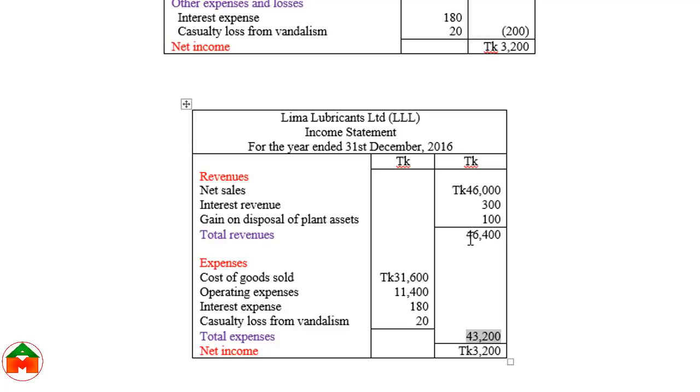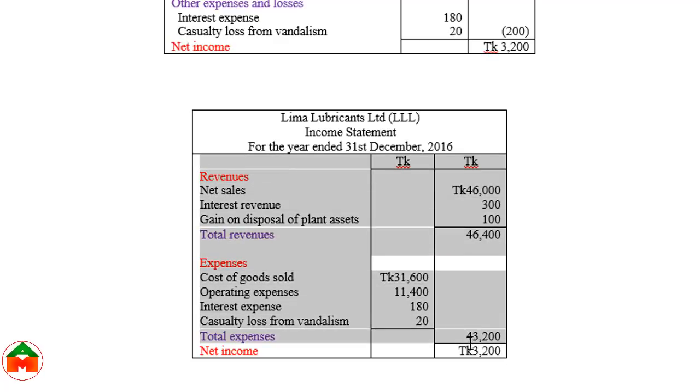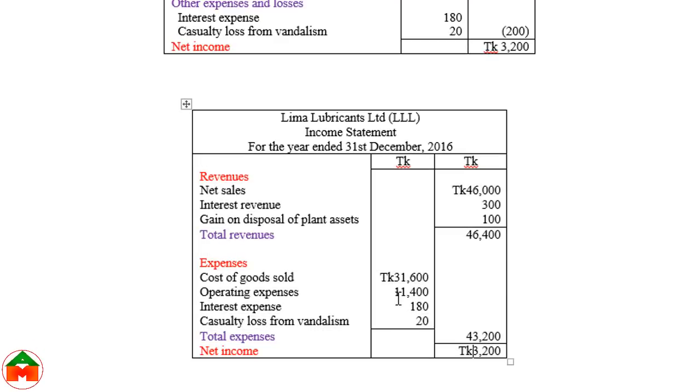So here the amount 46,400 is the total revenues, and here the total expenses are 43,200. If we deduct this 43,200 from total revenues, then we will get net income. Such a type of income statement is considered a single step income statement, where we show all the revenues in the first step, then we deduct all the expenses from the revenues.